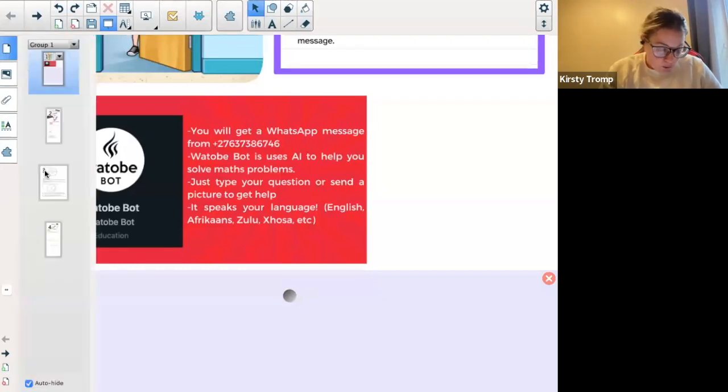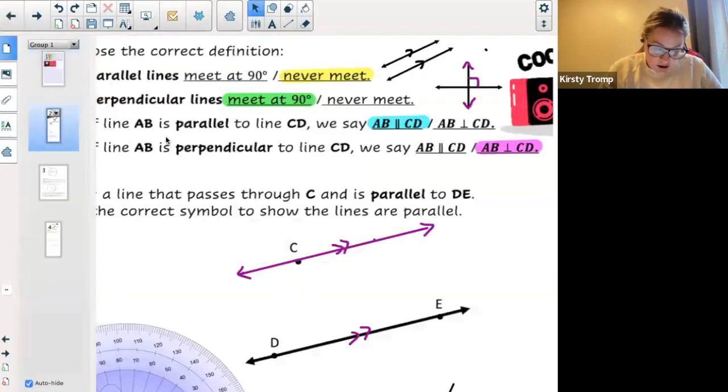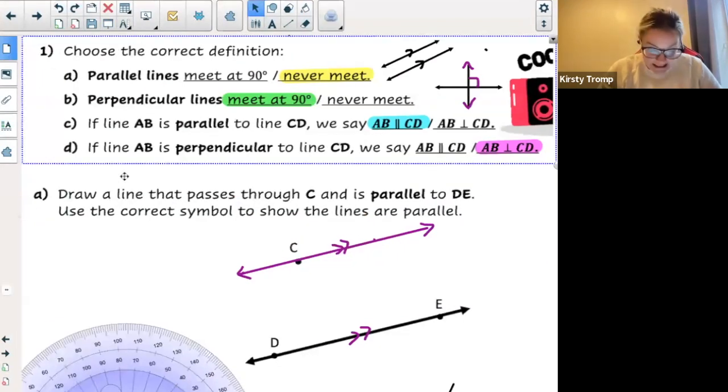Finishing off with where we were on our Monday night class. On Monday night, we were talking about parallel and perpendicular lines. We had answered these questions. We said that parallel lines never meet. Perpendicular lines meet at 90 degrees.